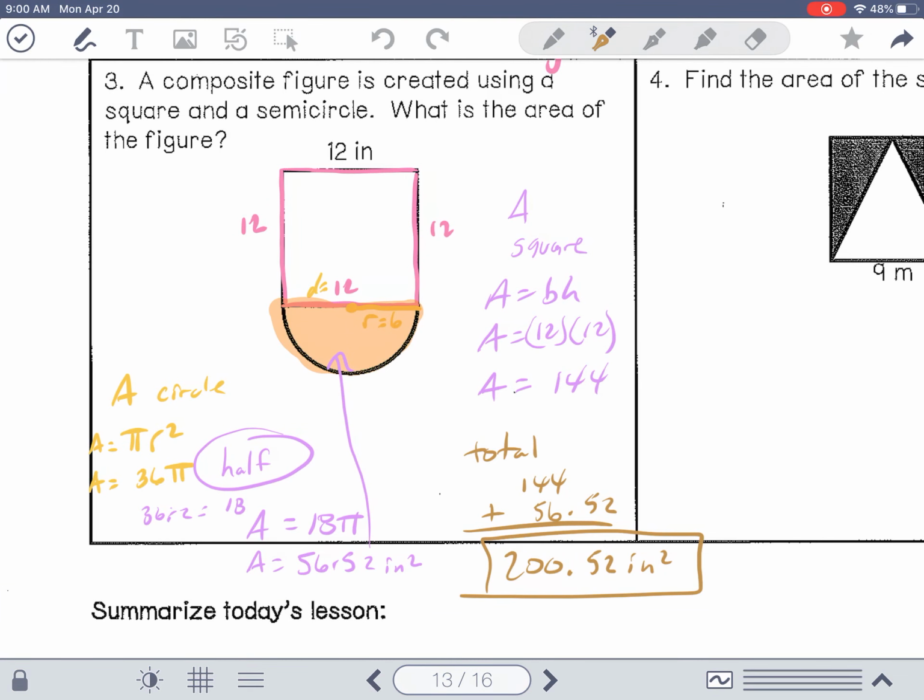Read the full question. That's a semicircle, it's a square. All the information you need is given in each problem.